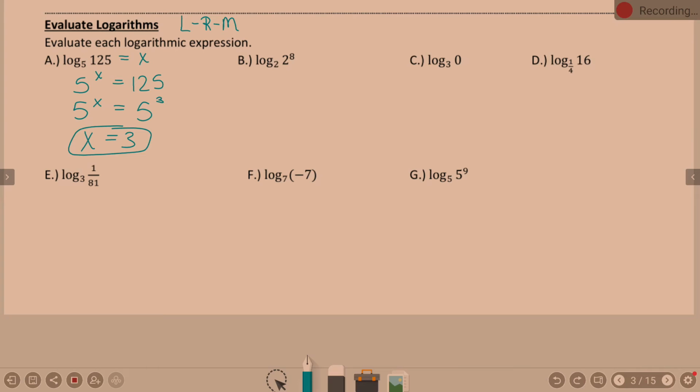And this is where, well, I'll talk about another option here in a little bit. But if you didn't know that 125 was 5 to the 3rd, you can play on it with your calculator and figure it out.